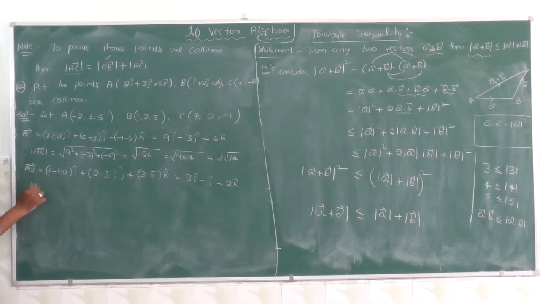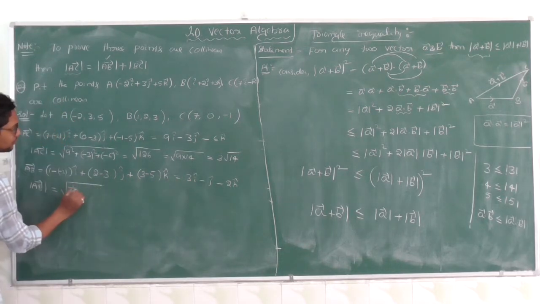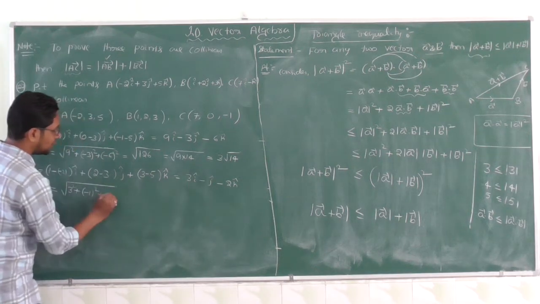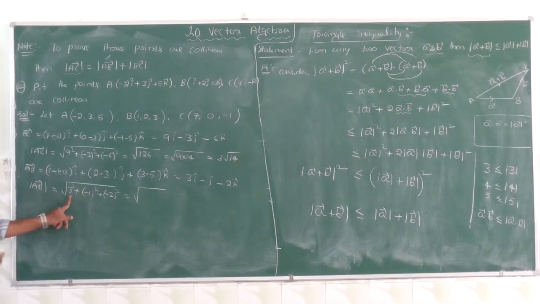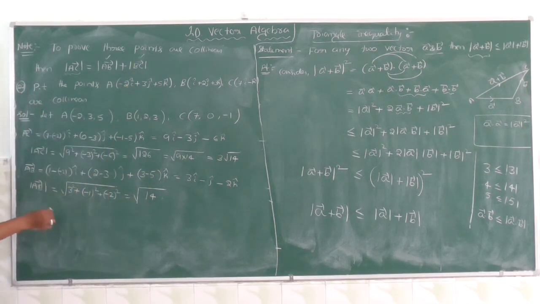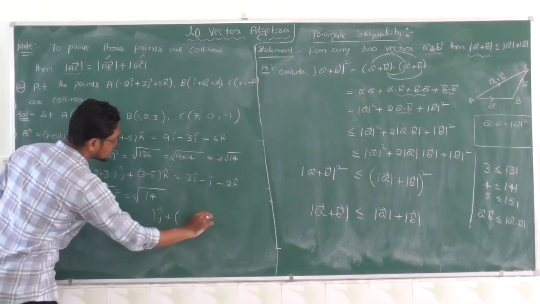Also find the magnitude of vector AB, which equals the square root of the i component 3 squared plus the j component minus 1 squared plus the k component minus 2 squared. 3 squared is 9, 9 plus 1 is 10, 10 plus 4 is 14, square root of 14. Okay, AB vector is over. Next we have to find vector BC along with the magnitude. BC vector equals i cap plus j cap plus k cap.